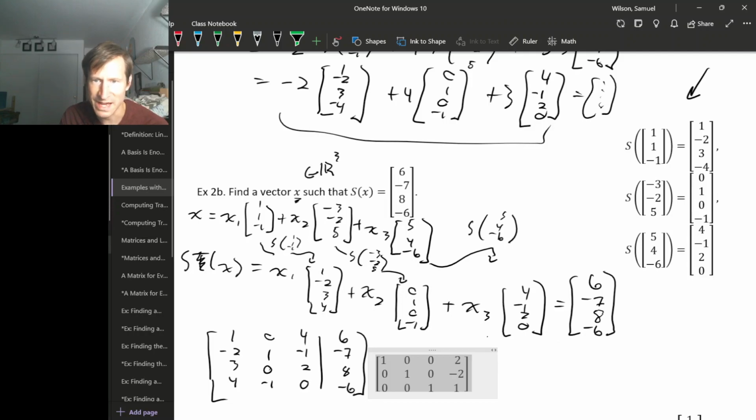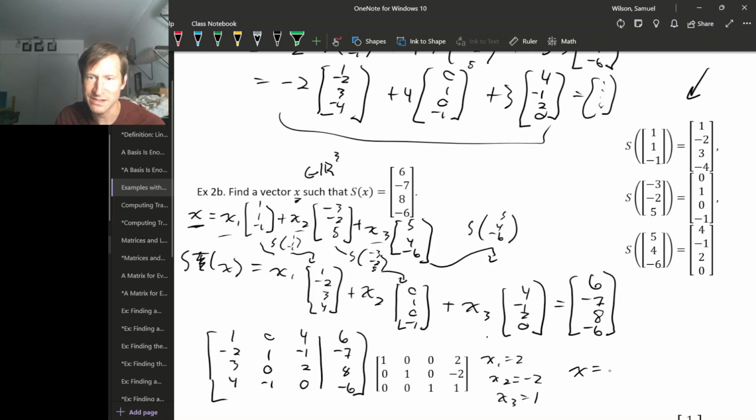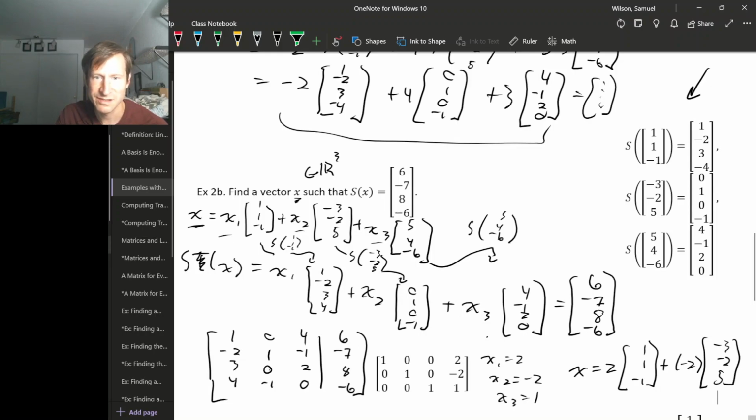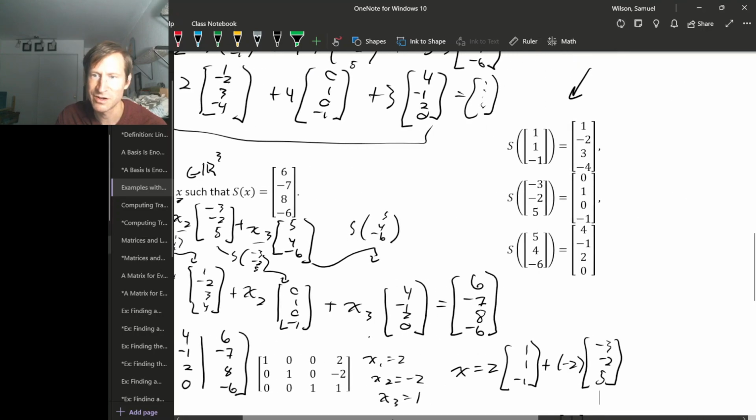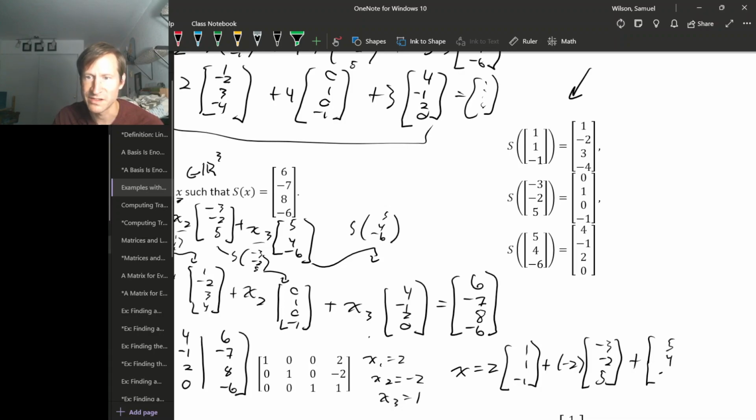Okay, so this tells us that x1 is 2, x2 is minus 2, x3 is 1. And right, the x's were what we needed to know in order to write our vector, the vector we really wanted, x. So x is 2 times the first basis vector in R3, so 1, 1, minus 1, plus negative 2 times the second basis vector in R3, which was minus 3, minus 2, 5, plus the third basis vector in R3, which was 5, 4, minus 6.